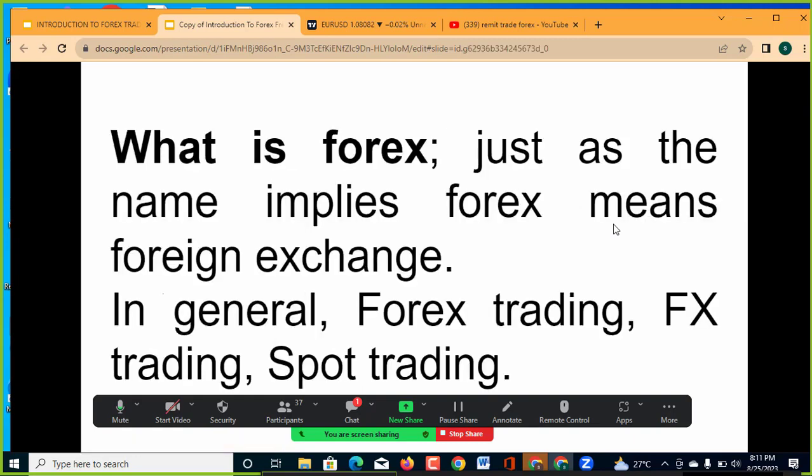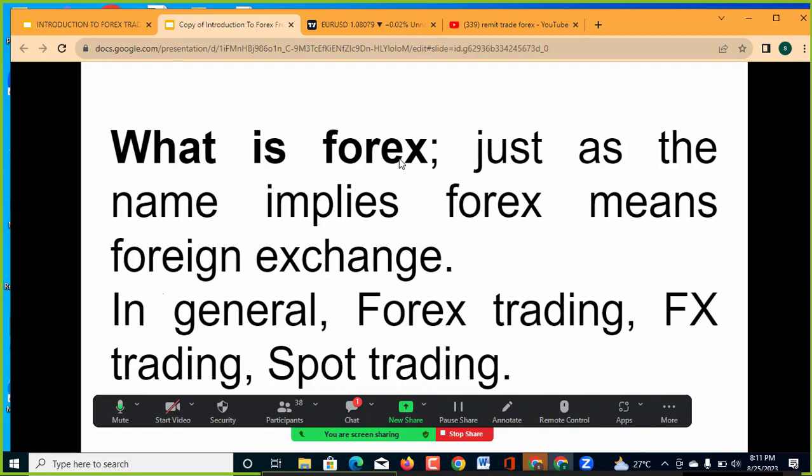So the first thing is, what is Forex? That's the first thing every trader will ask. If you are being asked what is Forex, it's just foreign exchange. That's what it means. Forex means foreign exchange. This FOR means foreign, and this EX means exchange. That is where the word Forex comes from.